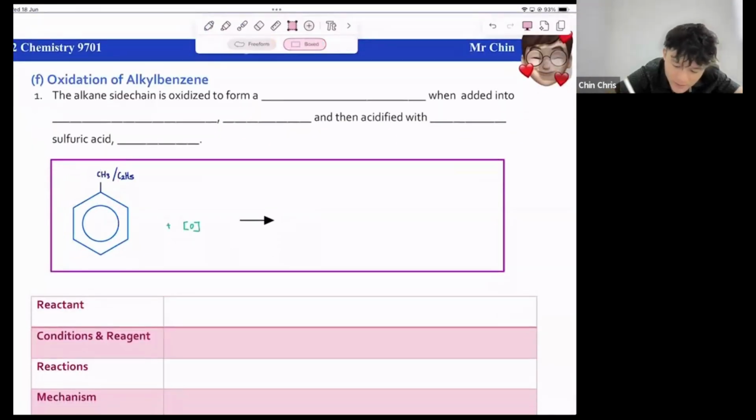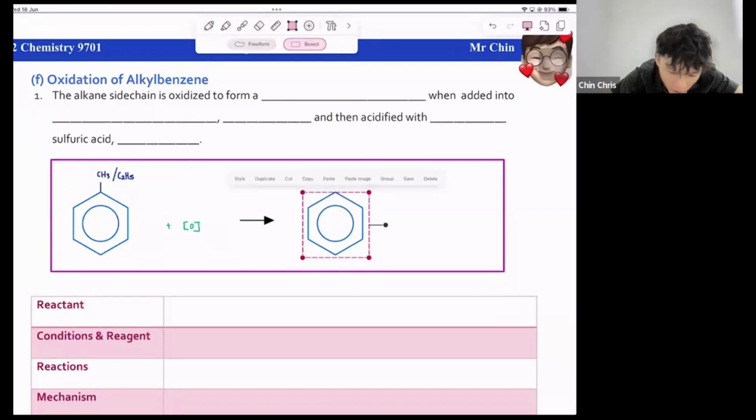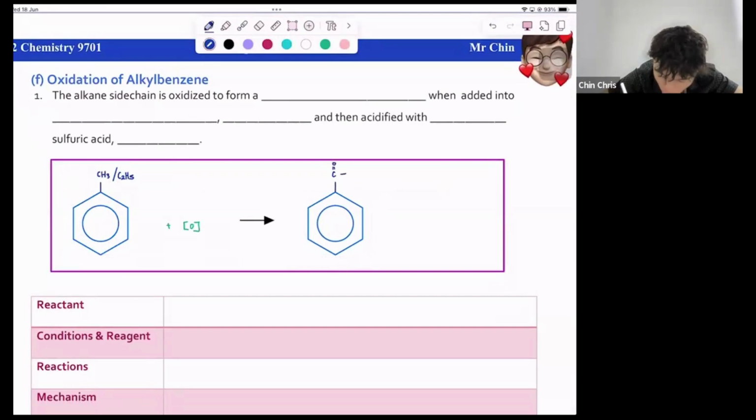So this benzene is going to turn into a carboxylic acid, which we call benzoic acid. And H2O is added. So how many O do you need? 1, 2, 3. So 3O.